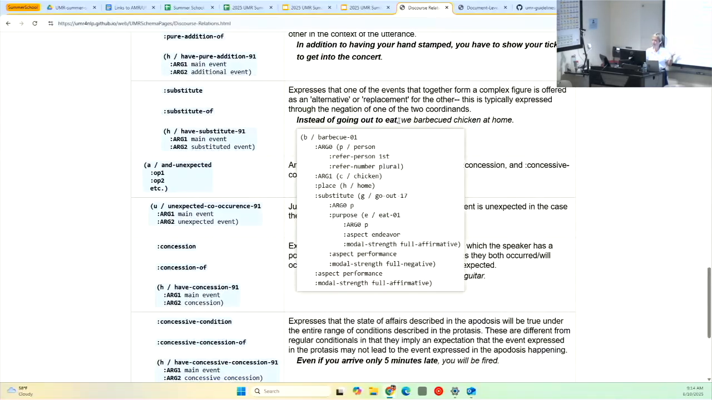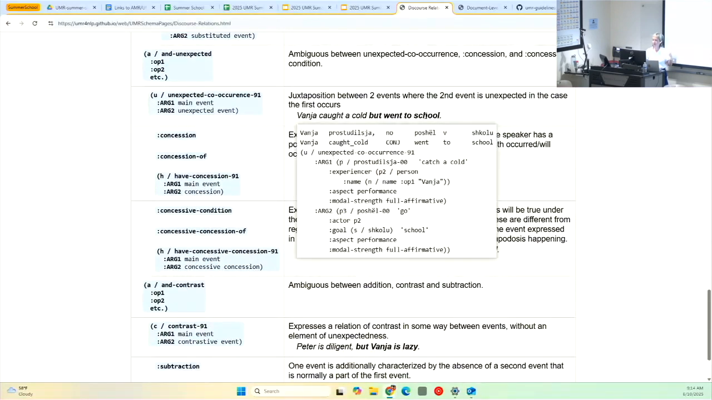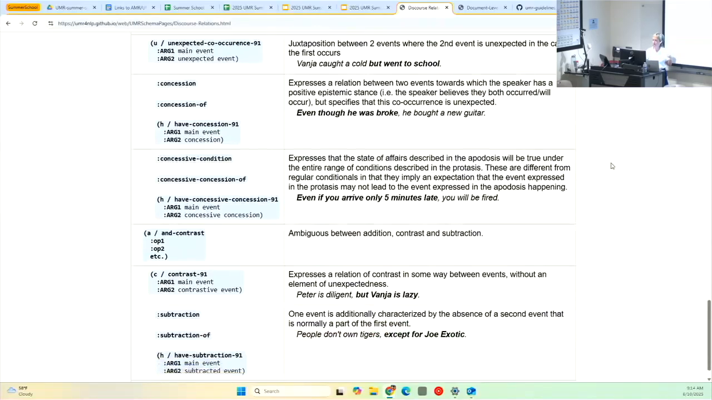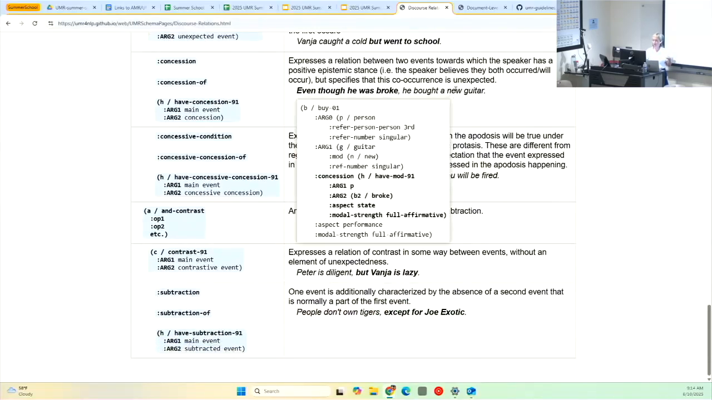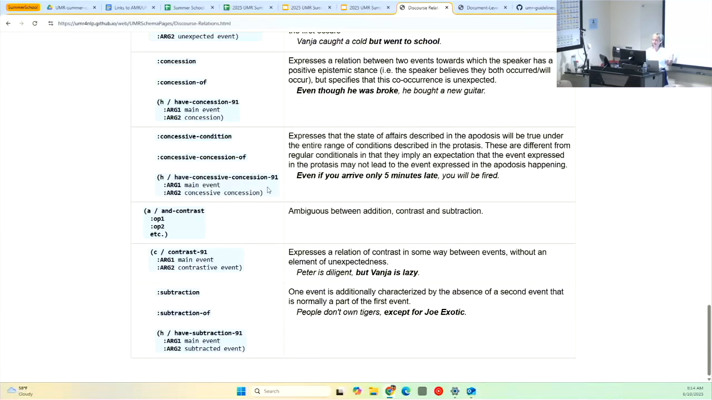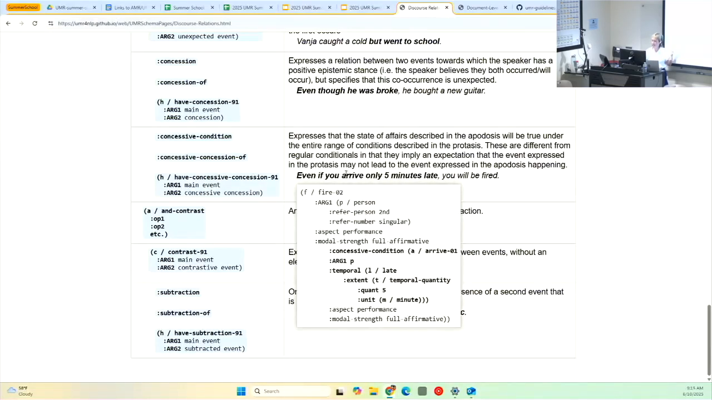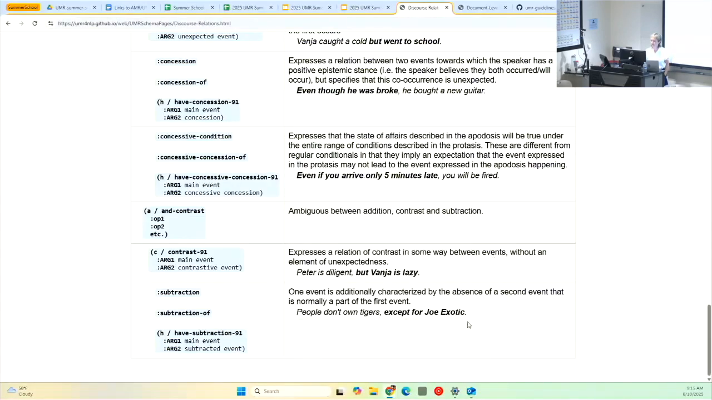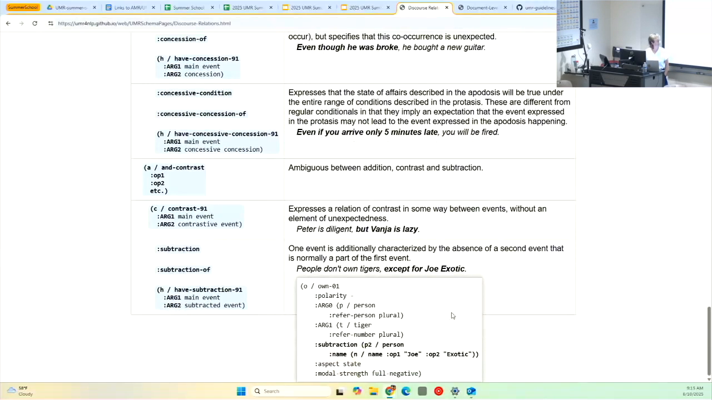Substitution: instead of going out to eat, we barbecued chicken at home. Unexpected co-occurrence, so that would be a specific kind of contrast. Concessions: even though he was broke, he bought a new guitar. Concessive condition, that's new from AMR: even if you arrive only 5 minutes late, you'll be fired. And then subtraction. So, exceptions.